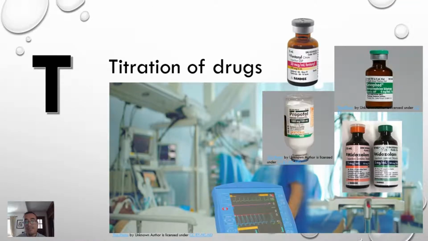Now, letter T, as you can see over here, is for titration of drugs. What titration of drugs means is that patients in the ICU are going to be on a lot of continuous IV infusions. That means that the medication is put in a primary line in your IV, right? And is run in a continuous manner at a set rate. Usually the physician or the team is going to order to give you the freedom to titrate your medications based on certain parameters and clinical manifestations.